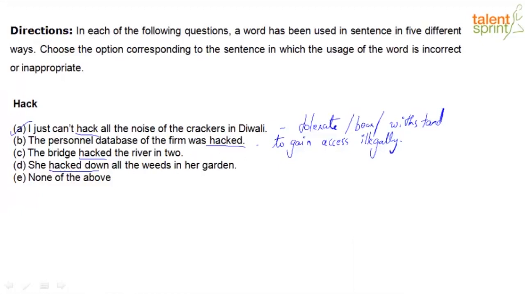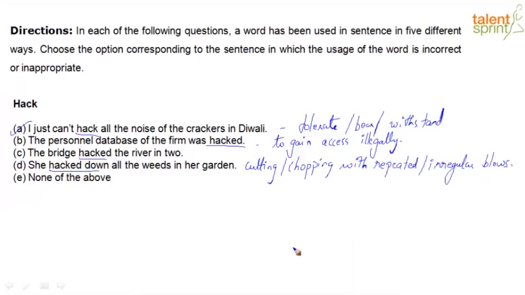So the bridge hacked the river in two. So when you usually use the word hack, right? Let's say for example in option D, she hacked down all the weeds in her garden. So in this context, what we're saying is cutting or chopping, right? With repeated or irregular blows. So weeds in the garden, obviously, that's one of the standard procedures to get rid of all the weeds in the garden, right? So you're cutting or chopping with repeated or irregular blows. That's the meaning that context D gives.